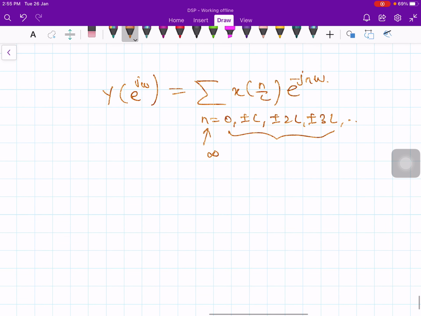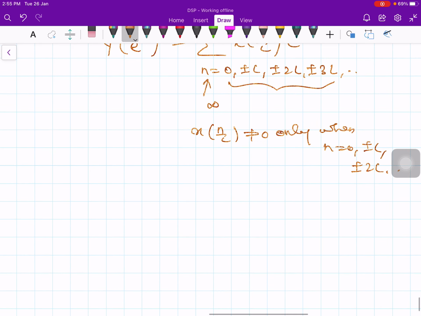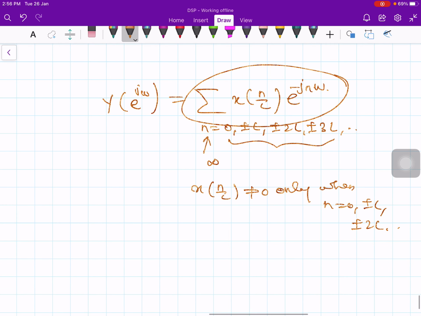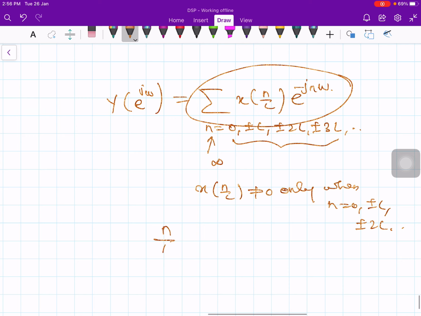The sequence x of n by L is non-zero only when n is equal to 0, plus or minus L, plus or minus 2L and so on and so forth. So what are the in between samples? There are L minus 1 zero samples. They will contribute 0 in this summation. To see what the summation leads to, let's put n by L is equal to m, some other quantity which is an integer.